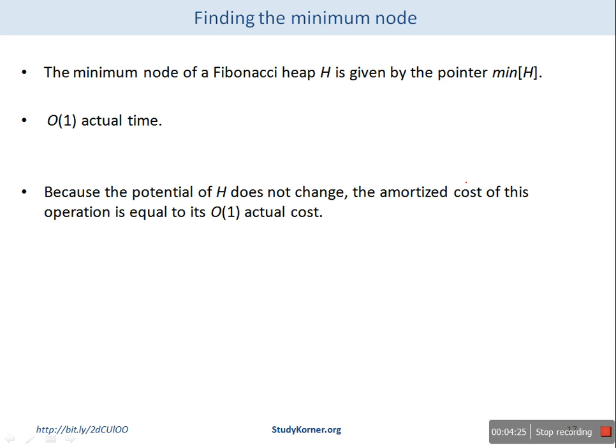Now the second operation is to find the minimum element in the tree. We know that the min of H is pointing to the minimum element in the root list, and each root node is a minimum in its tree. So we just need to fetch the min of H, which we know already. The actual time is O(1), and we do not change the potential here, so the amortized cost is also O(1).